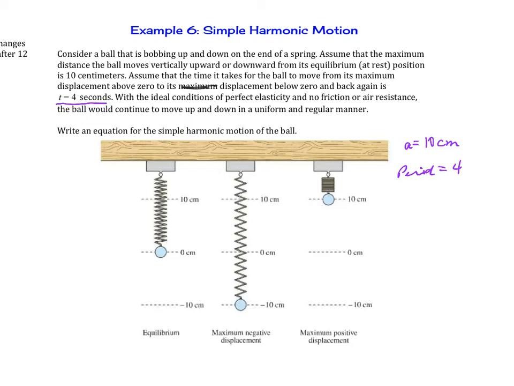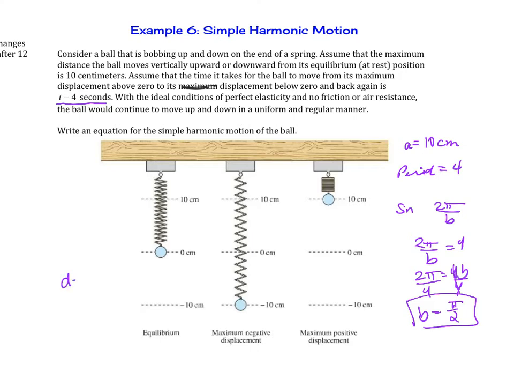And remember period, let's look at a sine graph. We're looking at sine, and remember that the period is 2 pi over b. So we can figure out the period. 2 pi over b equals 4. So 2 pi equals 4b, divided by 4. So therefore b is pi over 2. So to write our equation, this is d equals 10 sine of pi t over 2.